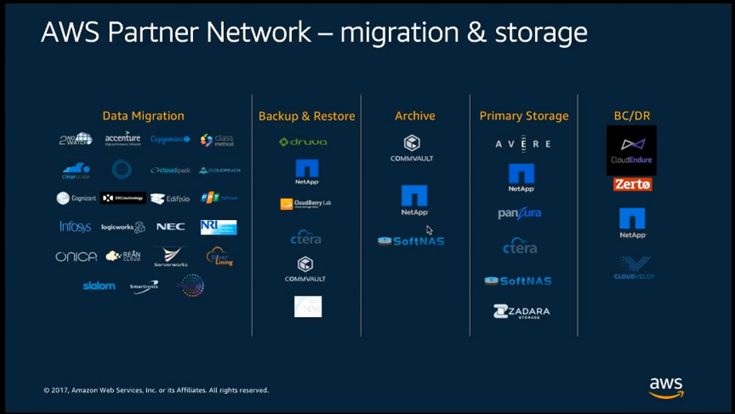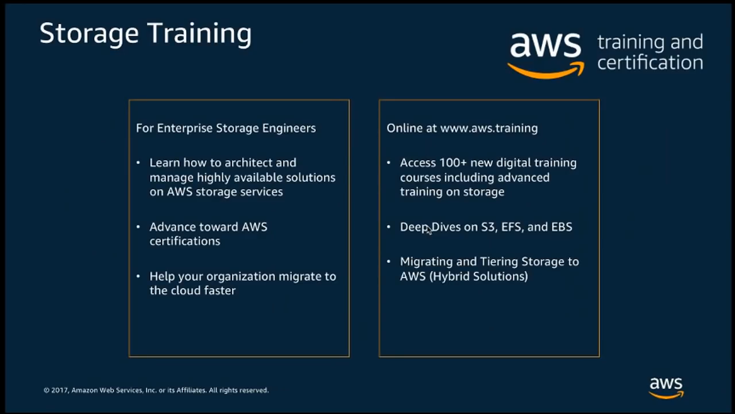And then to the right, we have partners that specialize in things like backup and restore and archive, even building primary storage systems on top of AWS and business continuance and disaster recovery. So you can look to our partner network to provide not only services, but even solutions that we don't provide natively at AWS.